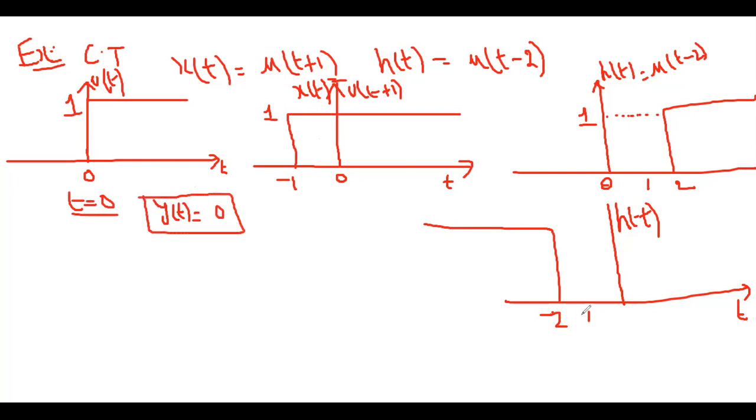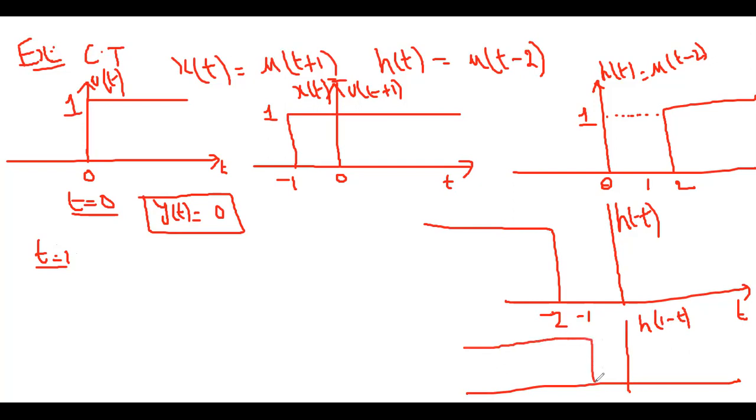To draw this one, it starts at minus 1 and you can multiply this. It starts at minus 2 and here it is minus 1. Now at t is equal to 1, we can add 1. What is h of 1 minus t? When we add 1, it means shifting towards the right side, so you'll get it at minus 1, minus 2. Now we can see the overlapping here.